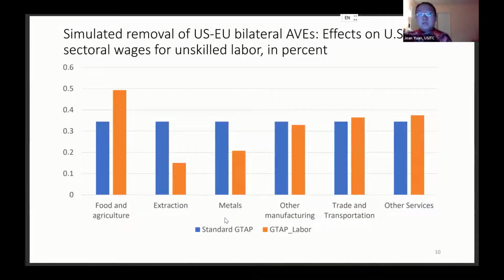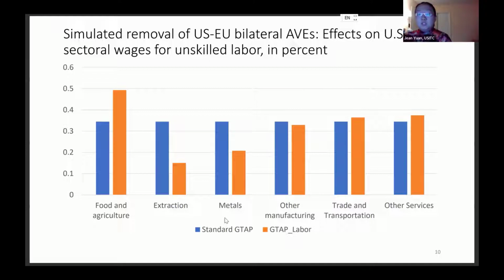And then here are the simulation results for changes in the sectoral wages for unskilled labor for the US. As you can see here, I'm comparing the results under the standard GTAP model versus the GTAP labor model. The standard GTAP model result is in the blue bar, and the GTAP labor model result is the orange bar. And then in the standard GTAP model, since labor is freely mobile across sectors, when we are having a bilateral trade liberalization, there is an increase in the US wage rate of 0.34% for all the 6 sectors.